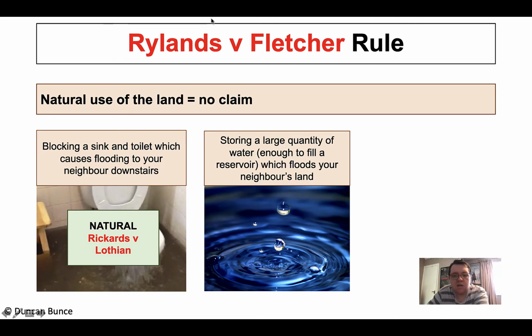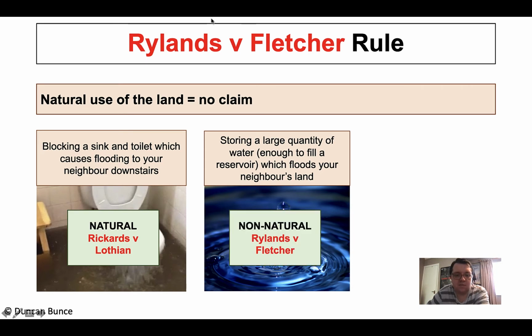So the second one is storing a large quantity of water, enough to fill a reservoir, which floods your neighbour's land. Natural or non-natural? And the answer is non-natural. This was very much what the Rylands v Fletcher case was about. What makes it non-natural and extraordinary is that it's a large quantity of water, and that's something we can both agree is not natural.